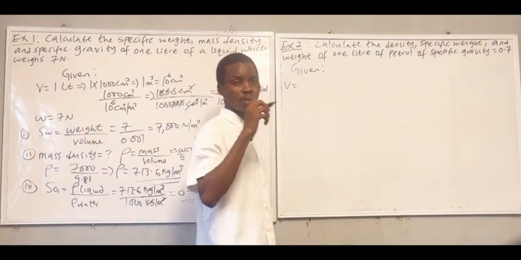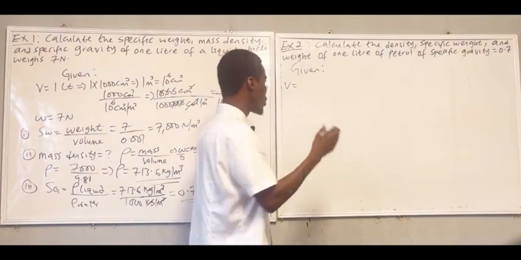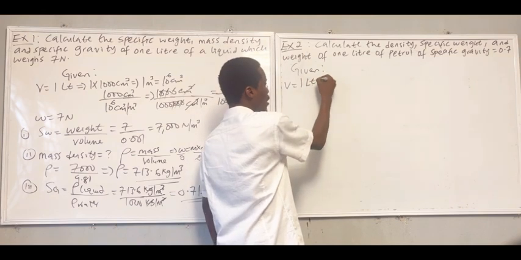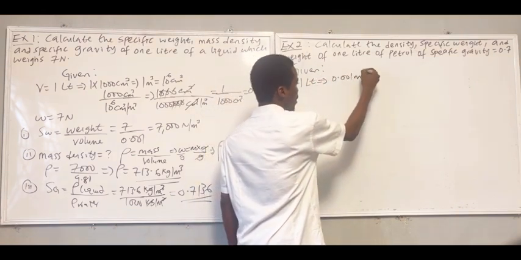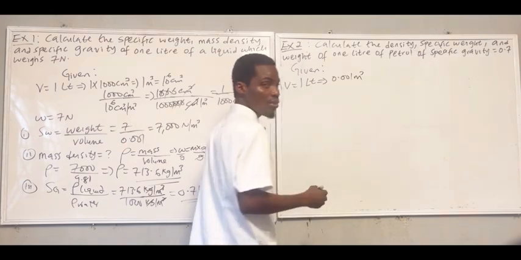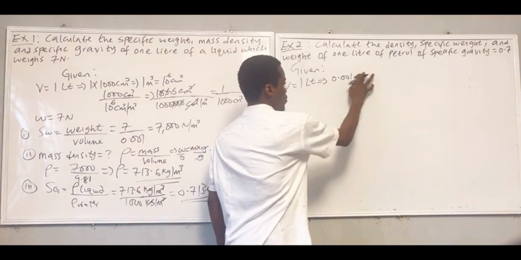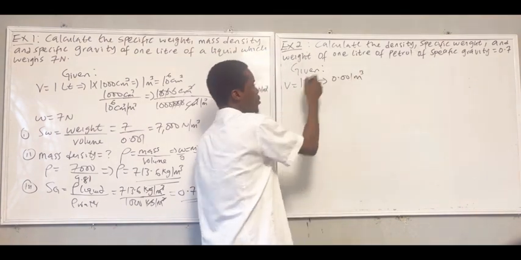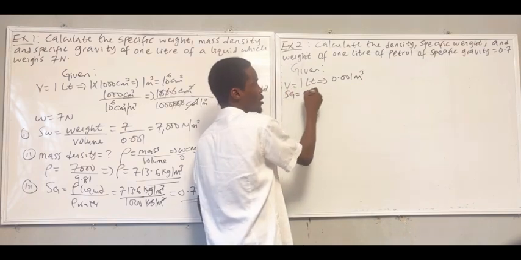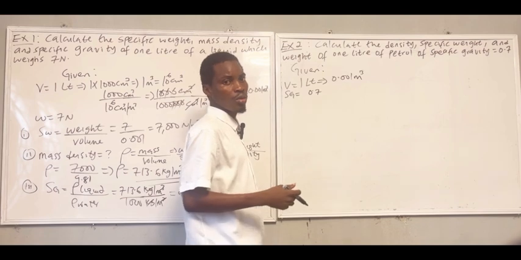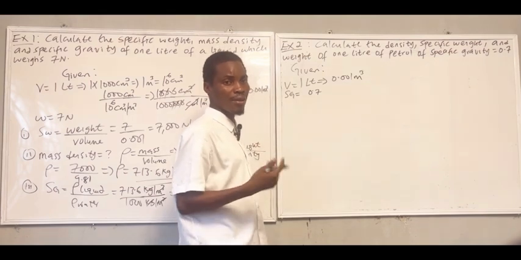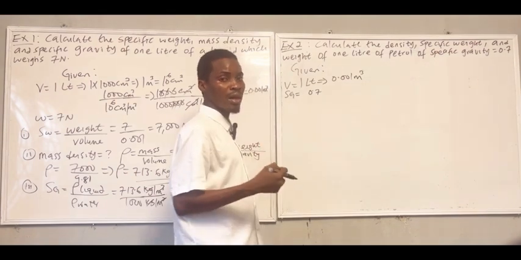So 1 liter of petrol, they are talking about volume, 1 liter. And our 1 liter is converted to 0.001 meter cube. I've explained that before. Then we are being given specific gravity. Our specific gravity is 0.7. So for me to calculate my density, you know that density is the ratio of mass and volume, or the mass per unit volume.